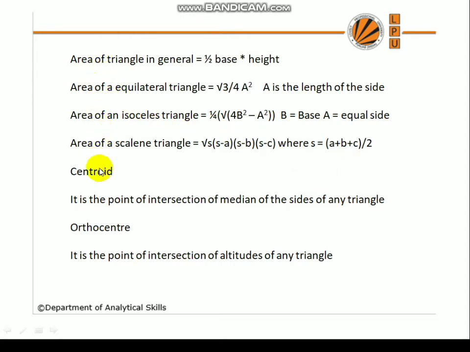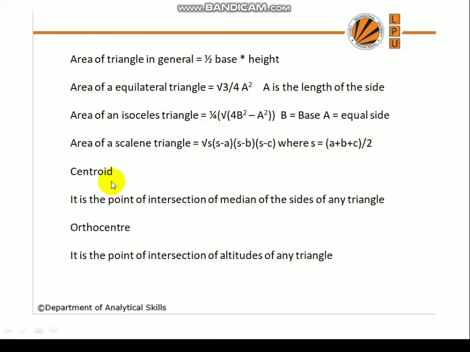These are some general formulas we have to remember and points to note down. Area of a triangle in general is half of the base into height. Area of an equilateral triangle is root 3 by 4 A square, where A is the length of the side. Area of an isosceles triangle is 1 by 4 under root 4B square minus A square, where B is the base and A is the equal side. Area of a scalene triangle is under root S into S minus A, S minus B, S minus C, where S is the semi-perimeter, that is A plus B plus C by 2 is called semi-perimeter.